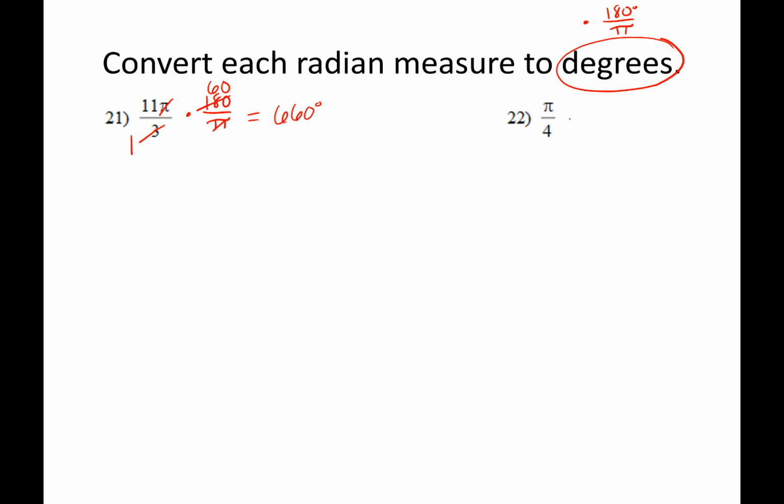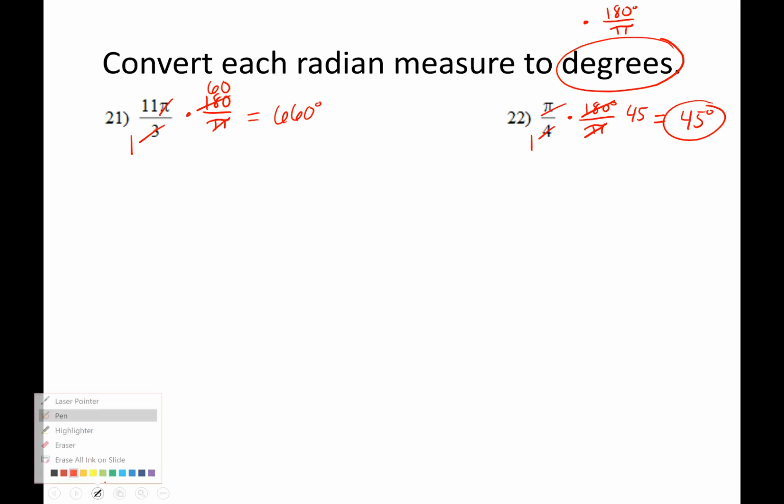All right, then pi over 4. Again, multiply that by 180 over pi. Again, the pi's cancel. 4 actually goes into 180, so 4 goes into 4 once and into 180 45 times, which gives us 45 degrees for our answer. And that's it for part 3.